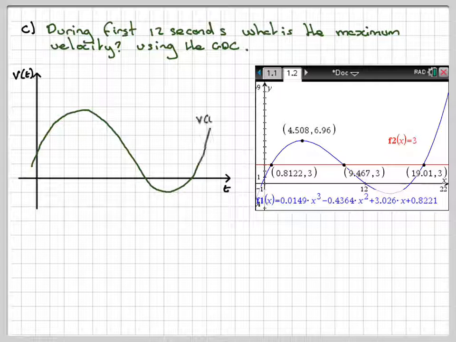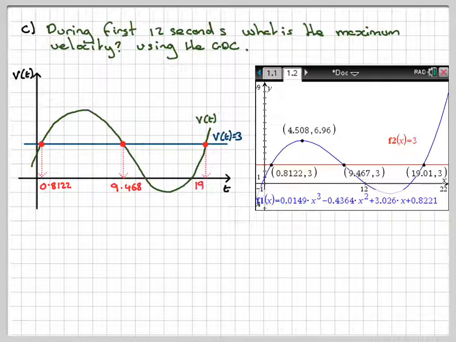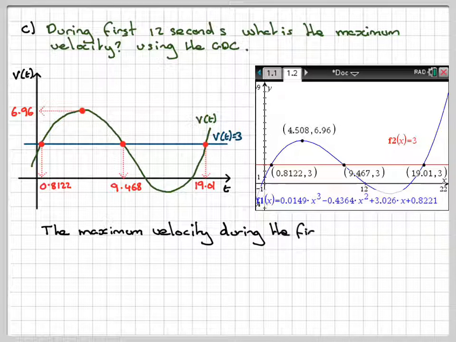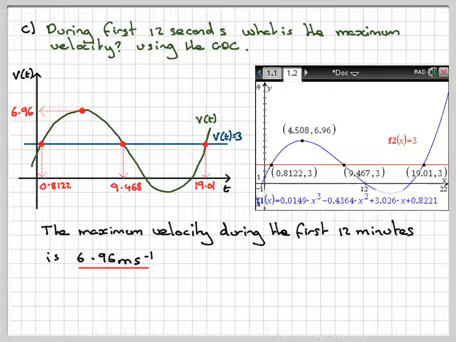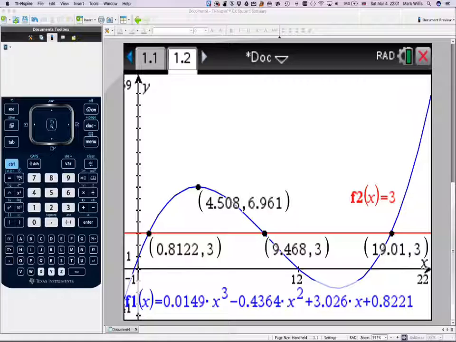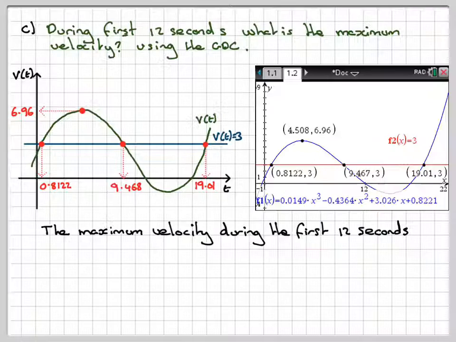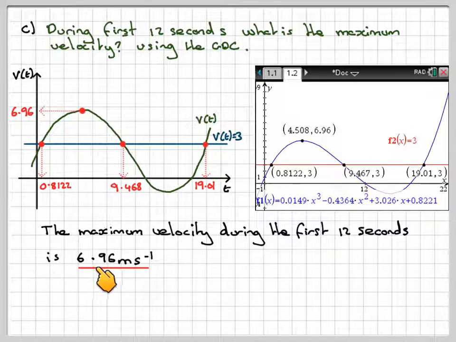Okay, so if we draw our graph, we wouldn't draw it again, we just use the same graph we used for the last part. We'd mark on that maximum point, and we're actually only interested in the velocity this time because it says what was the maximum velocity. That's going to be the y coordinate, which is 6.96. And finally, the maximum velocity during the first 12 seconds is going to be 6.96 meters per second.